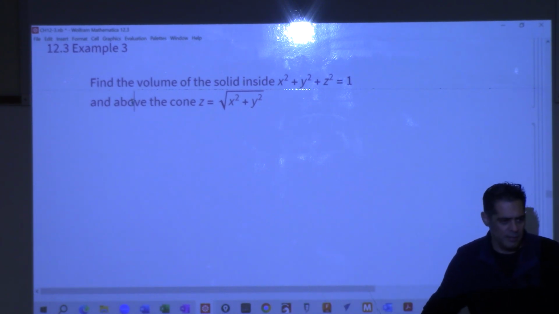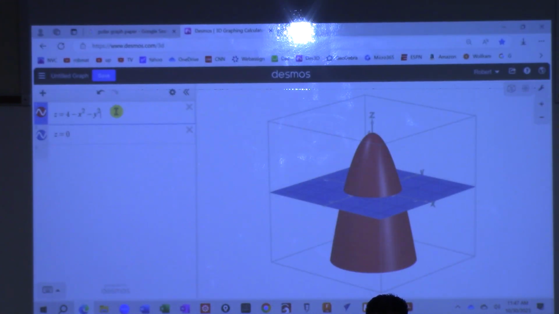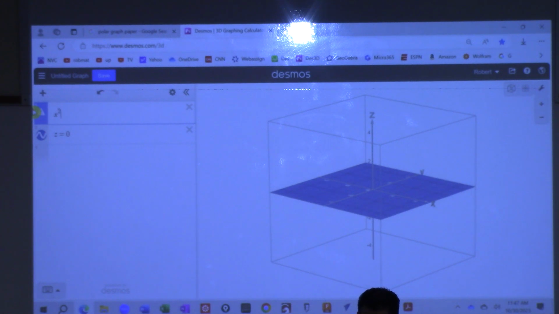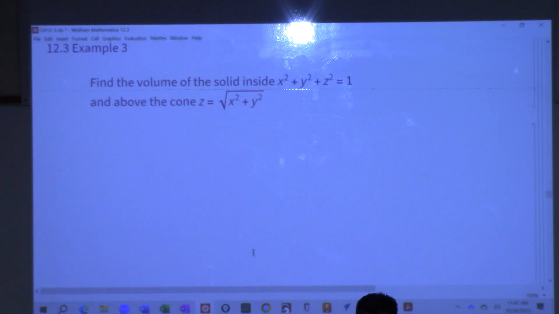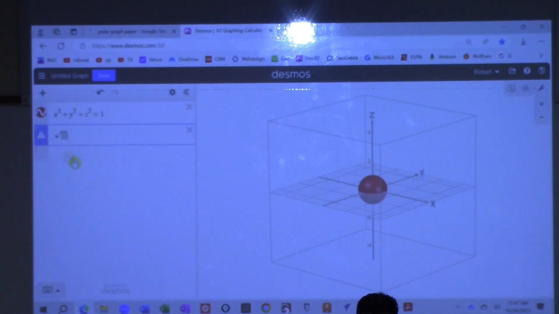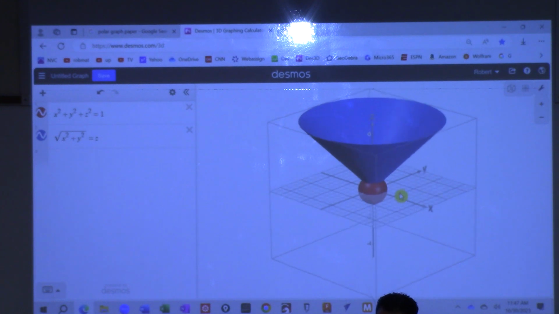Shall we do Desmos again? Just so we can see it. X squared plus y squared plus z squared equals 1. And then the other one was square root. What was it? Yeah, square root of x squared plus y squared. I forgot z here. Oh, it doesn't even need it. There we go. So there they are.